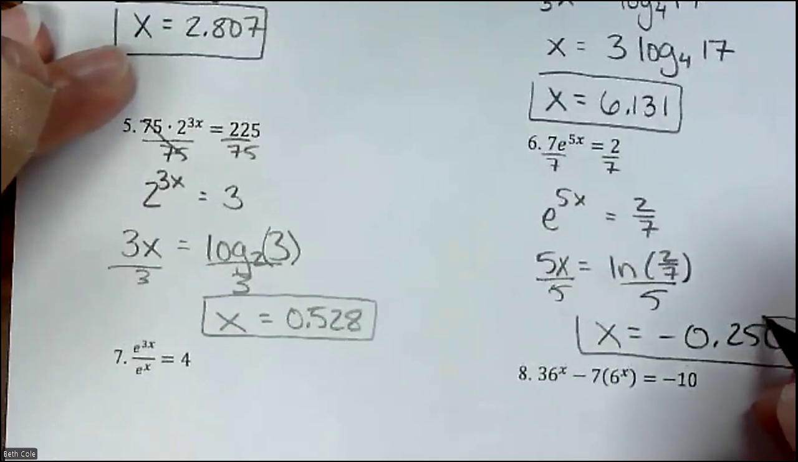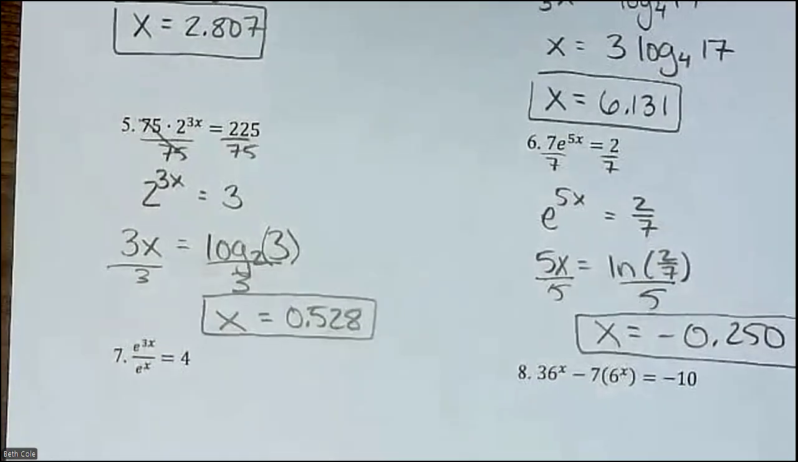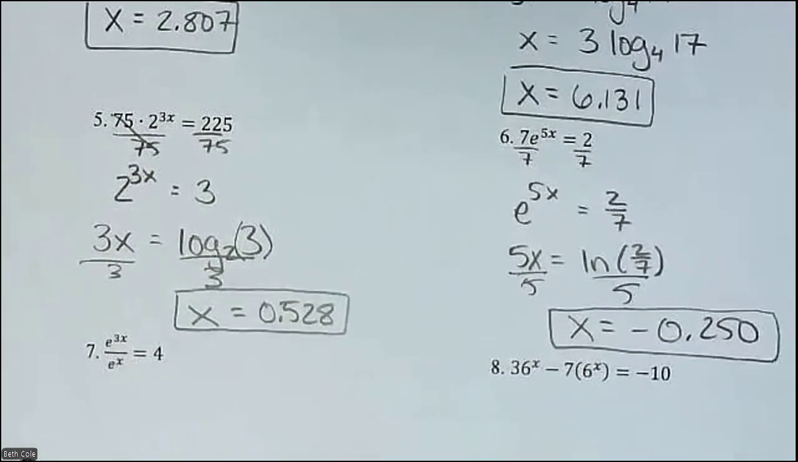But if you just put negative 0.25 and don't put the 0 there, then it's not 3 decimal points and they'll mark it wrong. Do you understand? It's just the first 3.